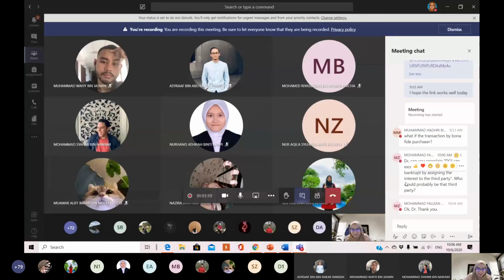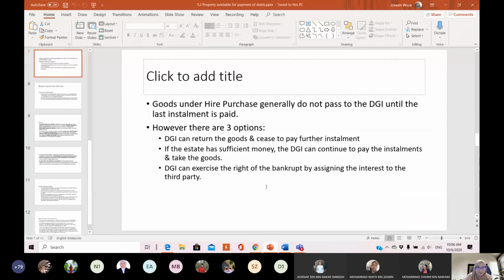Okay, sebab tu yang kalau dalam transaction yang option dekat sini, contohnya if the estate has sufficient money, the DJI can continue to pay the installment and take the goods. Kalau dia bayar installment, at the end of the installment tu, the goods tu will belong to the DJI lah, sebab semua installment tu has been paid.